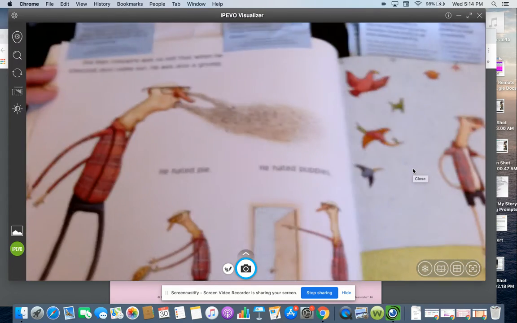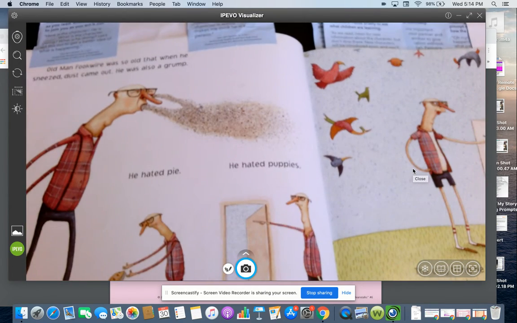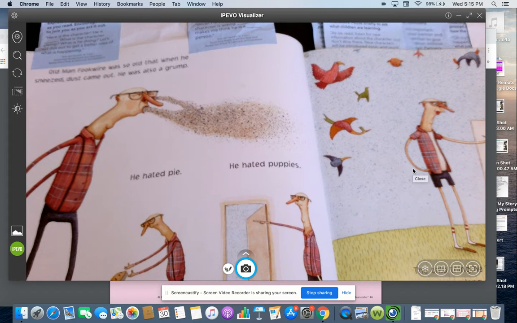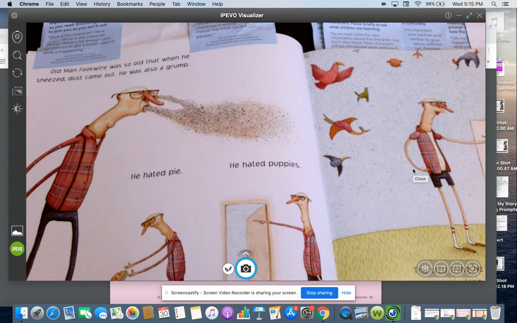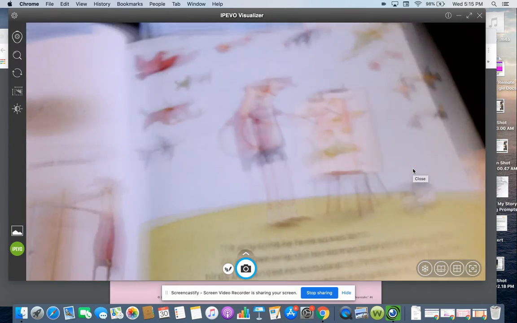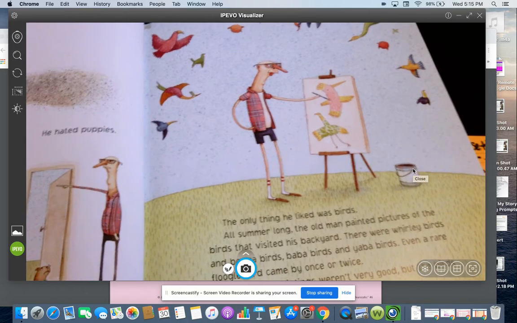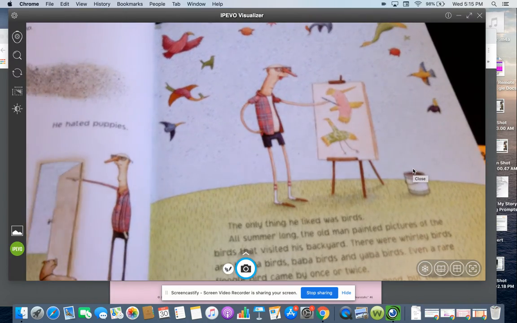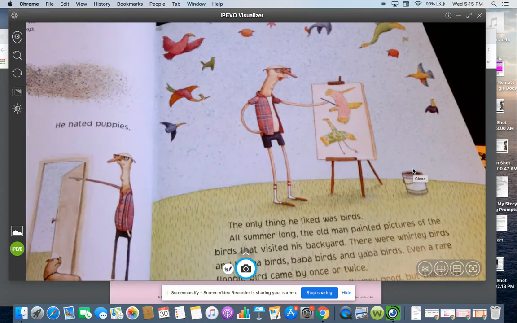And I'm going to go ahead and read. It says, "Old Man Fookwire was so old that when he sneezed, dust came out. He was also a grump. He hated pie. He hated puppies. The only thing he liked was birds." And it goes on to say that he likes to paint pictures of birds.